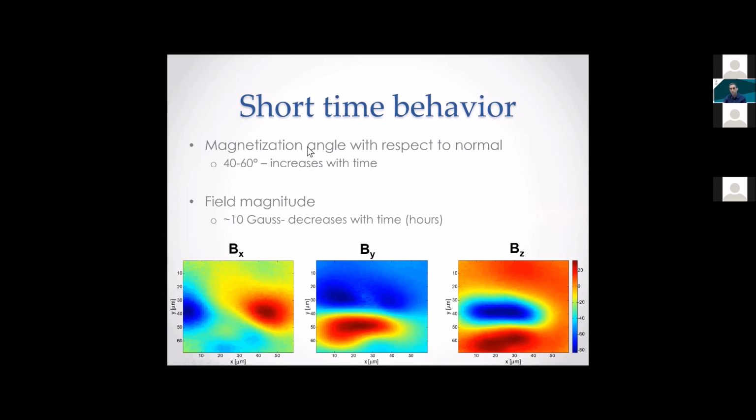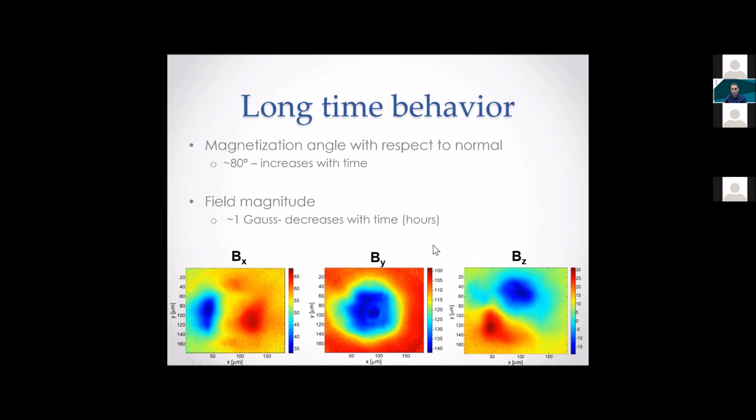But in addition to that, we can measure the angle of the effective dipole of the magnetization in the sample, and we see that it starts at around 50, or somewhere between 40 and 60 degrees, and it increases over time with respect to the normal. And we can see this in the long time behavior. This is a corresponding measurement following approximately 10 hours from adsorption.